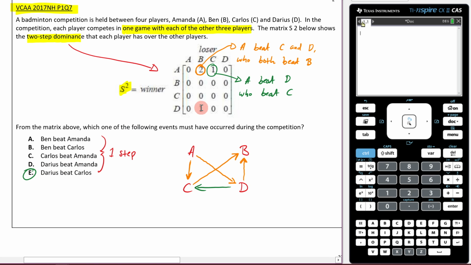We don't have to consider this one down here because we've already got our answer, but just for fun, we'll do it anyway. So what is this one here telling me? Well, this is saying that D has 1 2-step dominance over B. Well, it's right there. D beat C, C beat B. So we can write this down, but it doesn't help us at all because we already know it. It's saying that D beat C, who beat B.